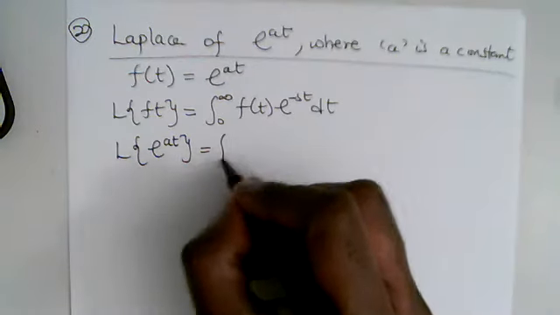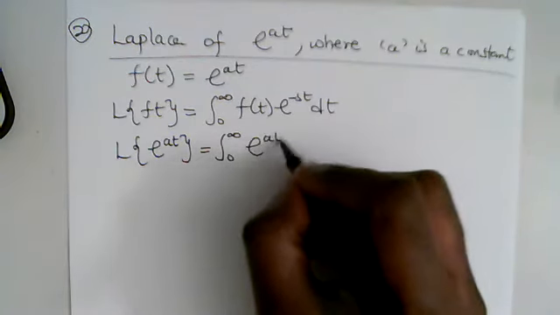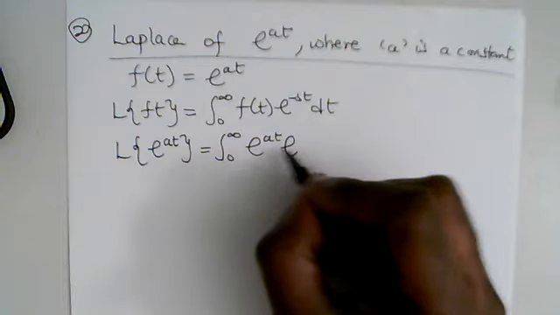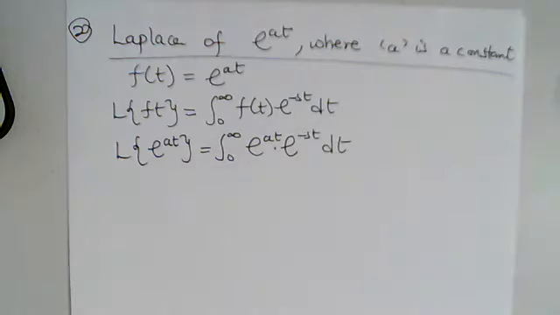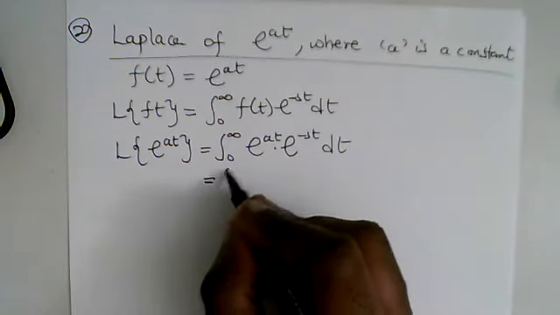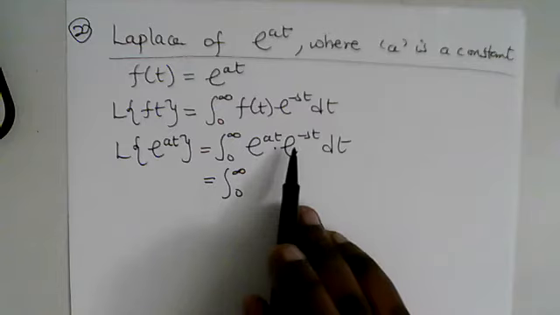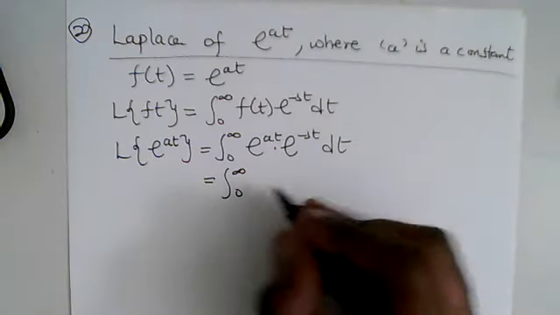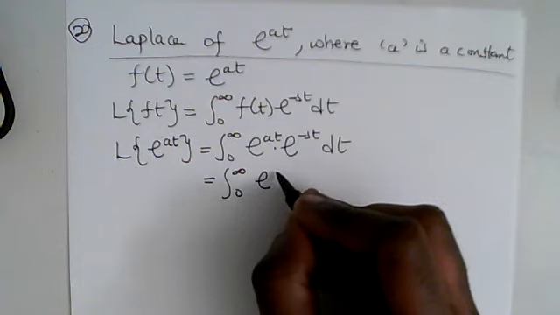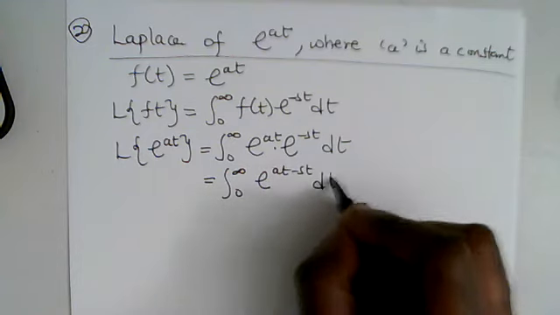And then we have the integral running from 0 to infinity, e to the power at times e to the power minus st dt. Okay, now right from here, the next step is we use indices to put these two expressions together, and this gives us e to the power at minus st dt.